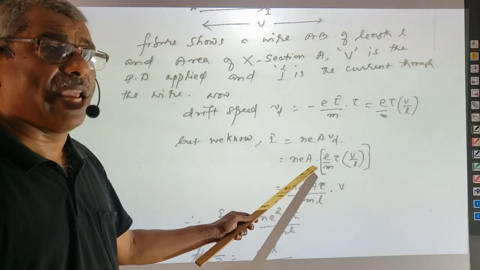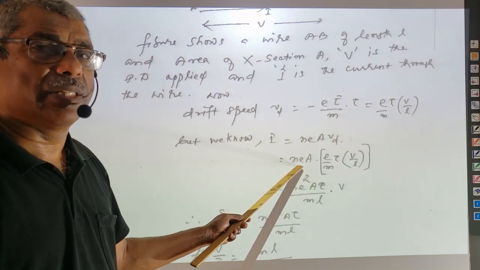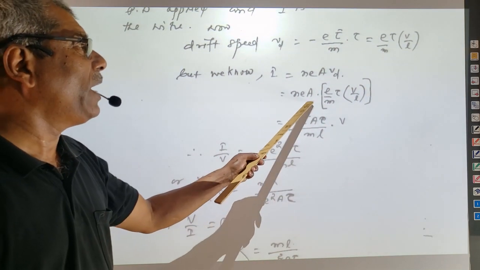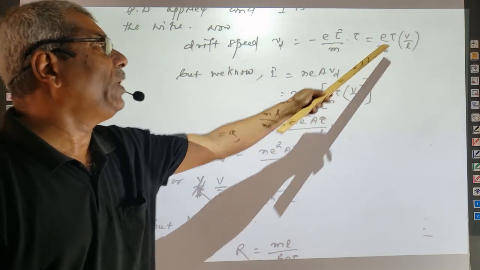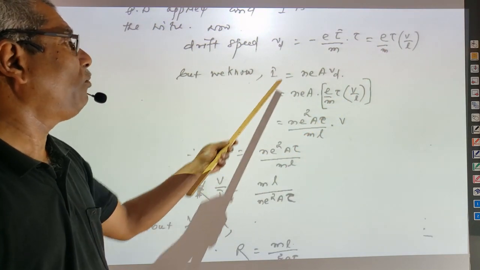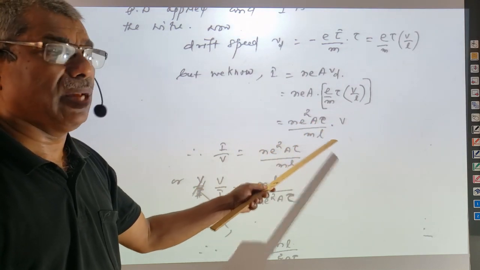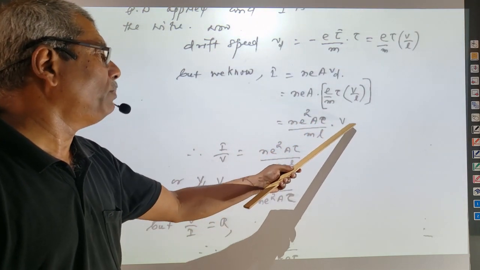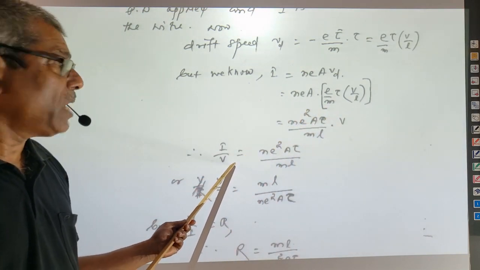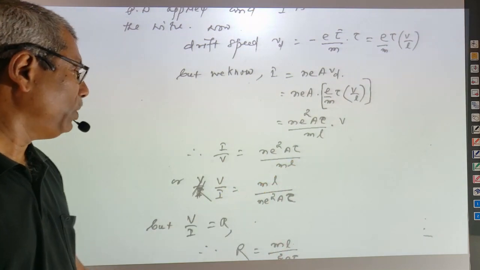Here n means electron charge density, e is the charge of an electron, and A is the area of cross section of the conductor. In n e A into Vd, the value of Vd we place here. Hence we get I is equal to n e square A tau divided by m into L into capital V. If capital V is taken below I, we get I by V is equal to n e square A into tau divided by m into L.